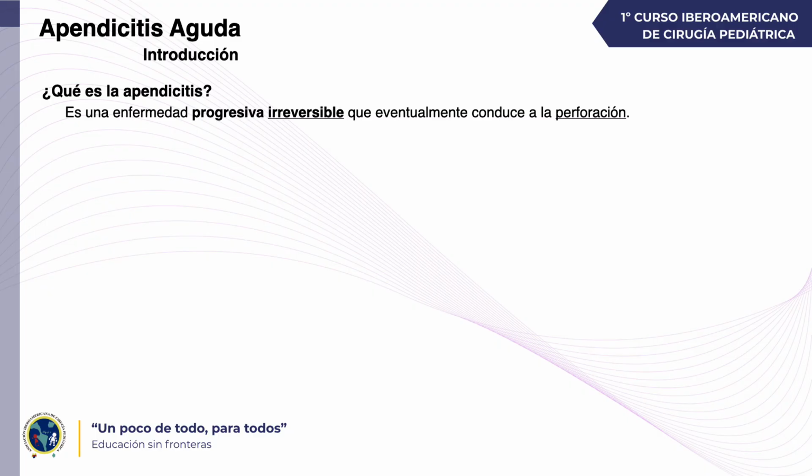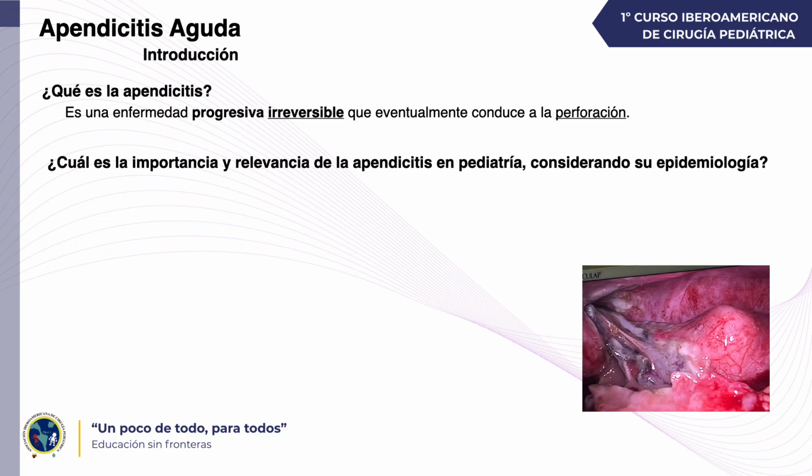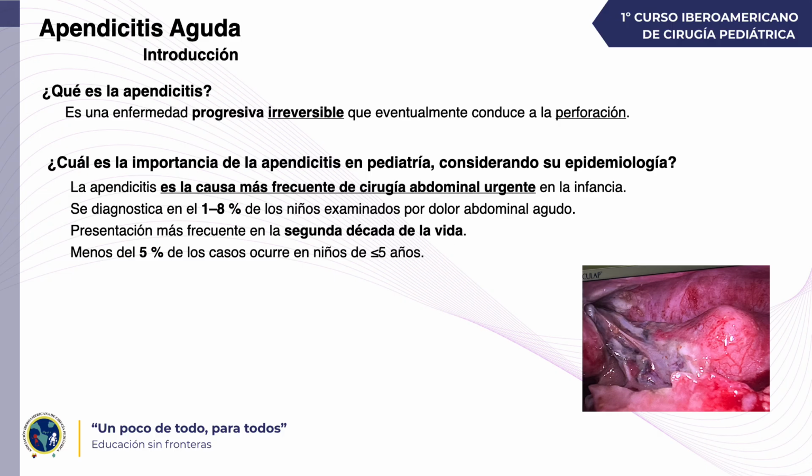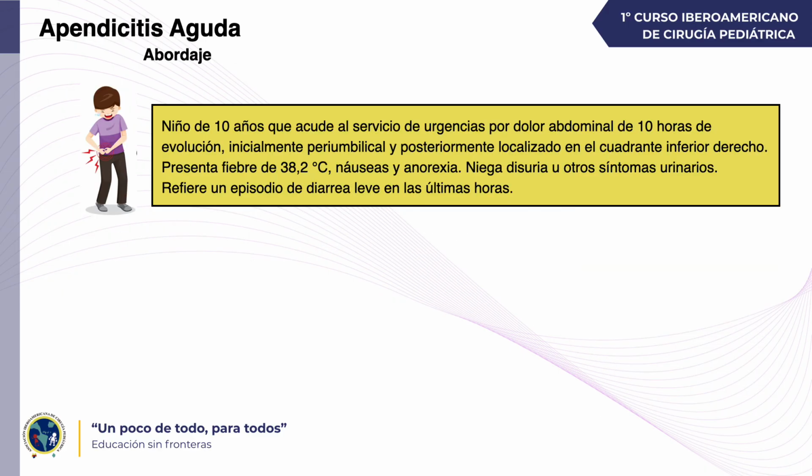So, what exactly is acute appendicitis? It is a progressive and irreversible infection and inflammation of the appendix, which, if left untreated, leads to perforation. Why does it matter so much? Because it's the most common reason for urgent abdominal surgery in children. It is diagnosed in about 1 to 8% of kids presenting with acute abdominal pain, and normally we have kids from 10 to 20 years old having this pathology.